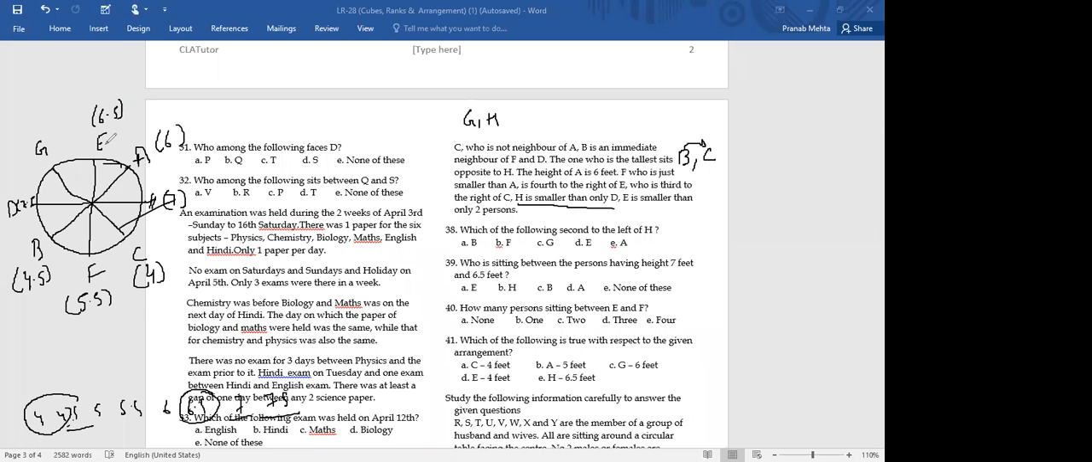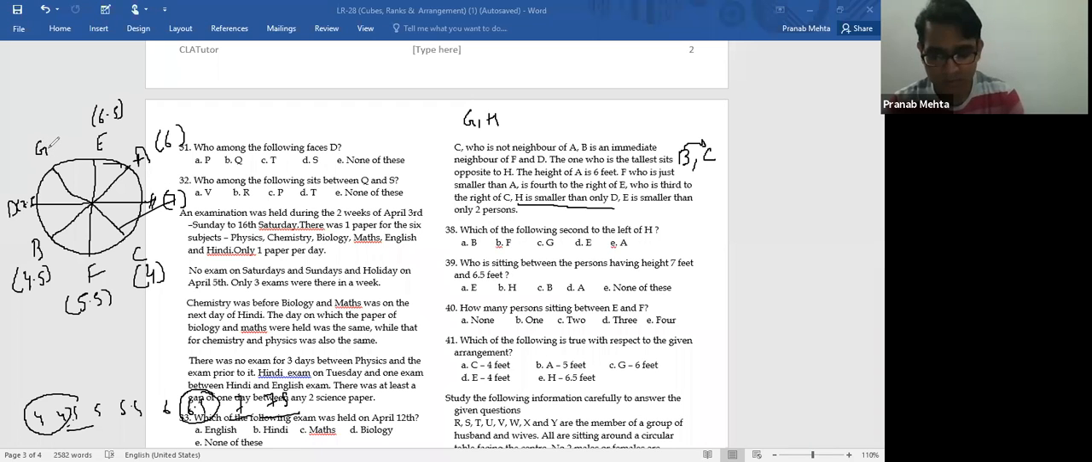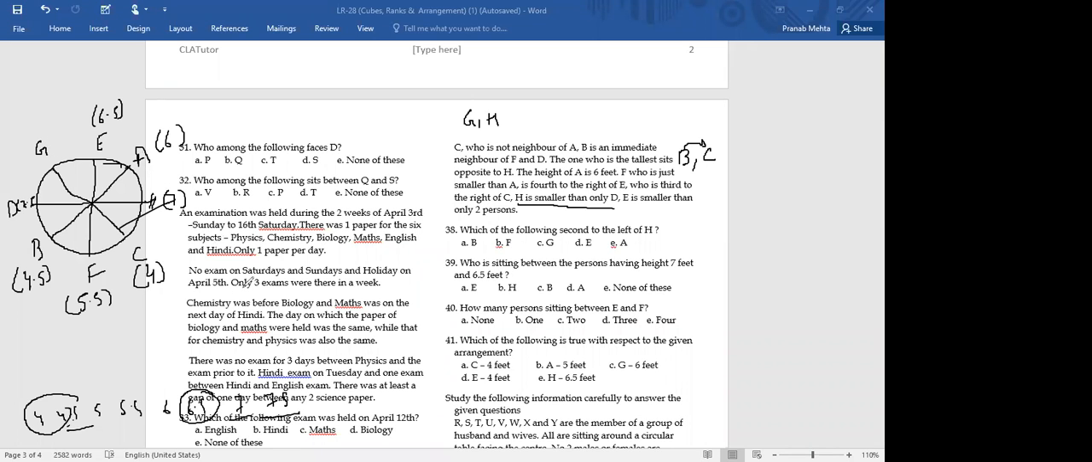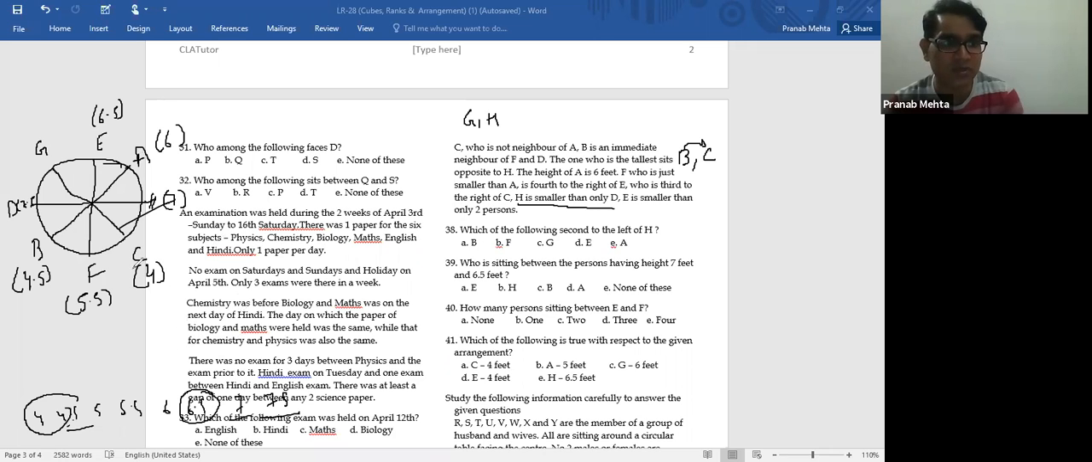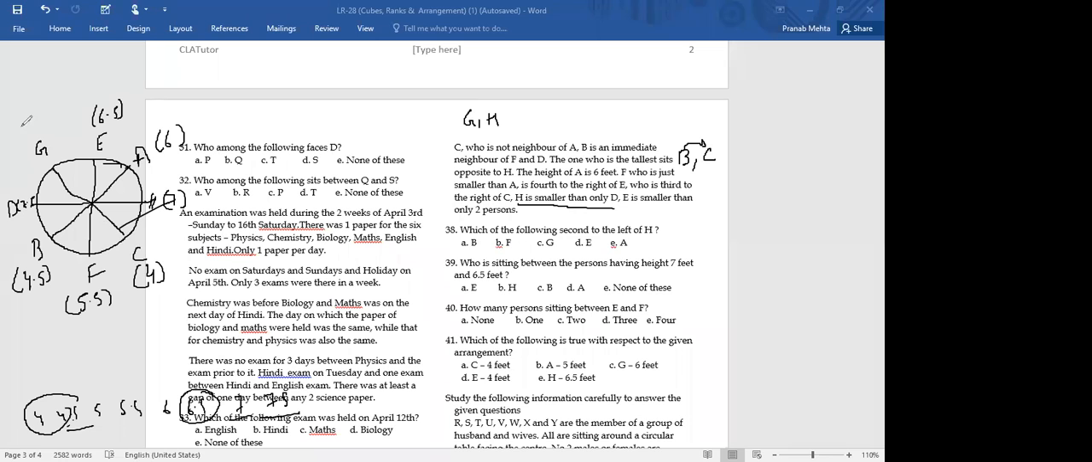So G becomes... E is 6.5. Yes, E is 6.5. So now only one is left, G, and I think the value of G is 5.